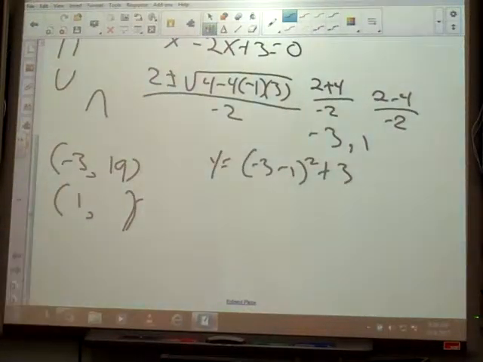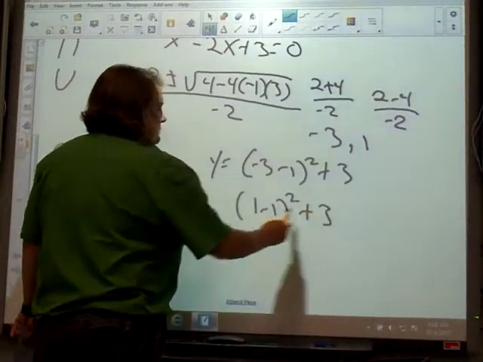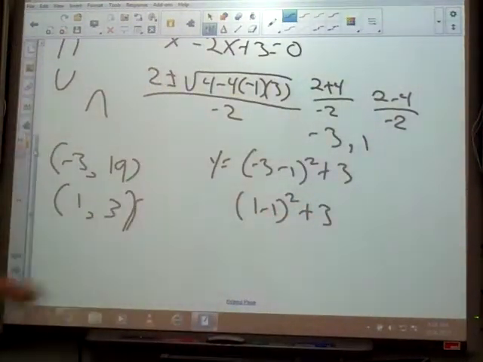Now I have to do the same thing with the 1. 1 minus 1 squared plus 3. 1 minus 1 is 0, so 0 plus 3 is 3.